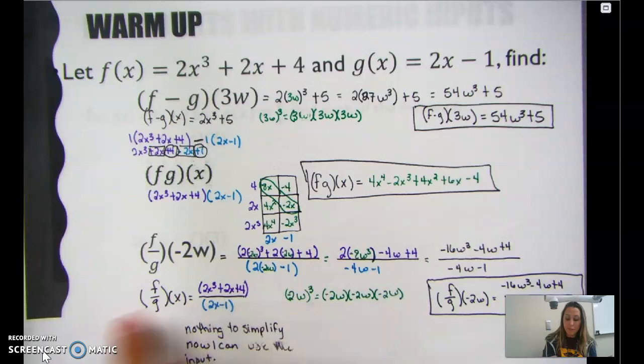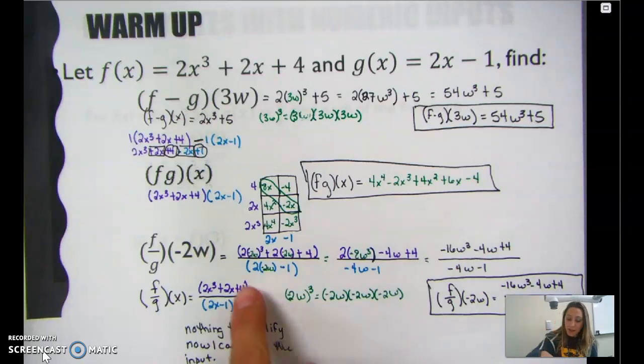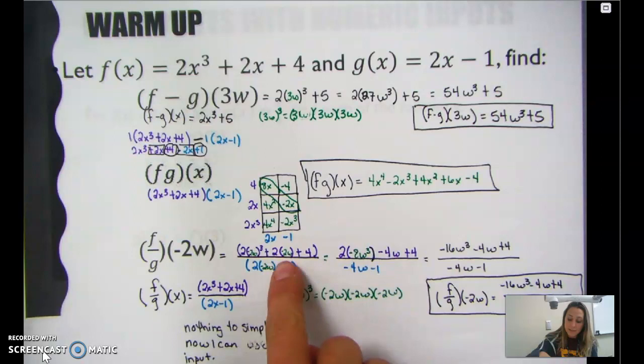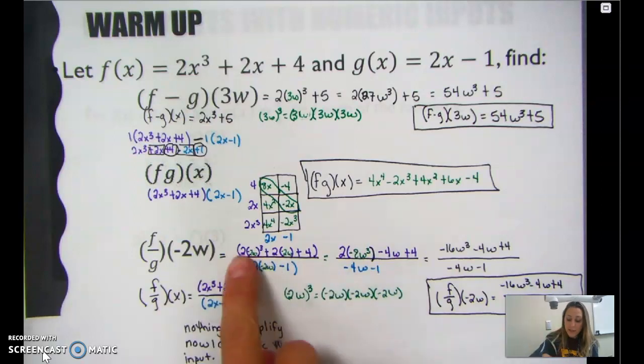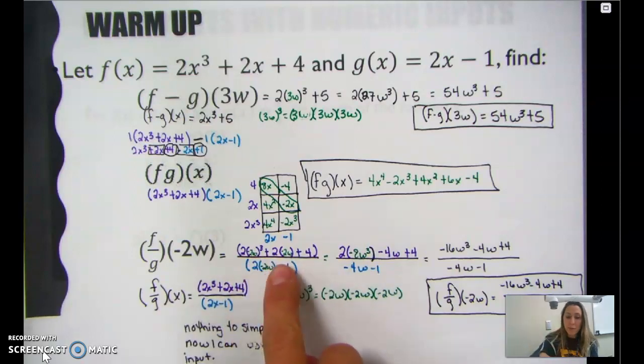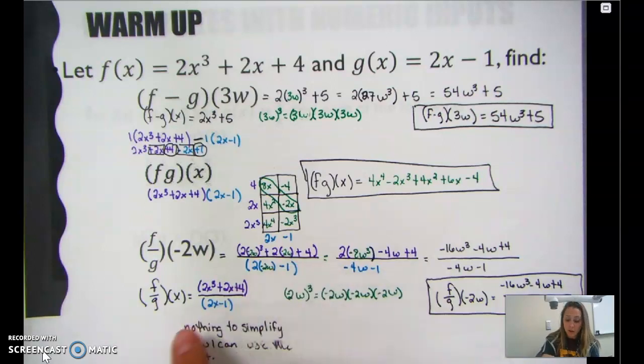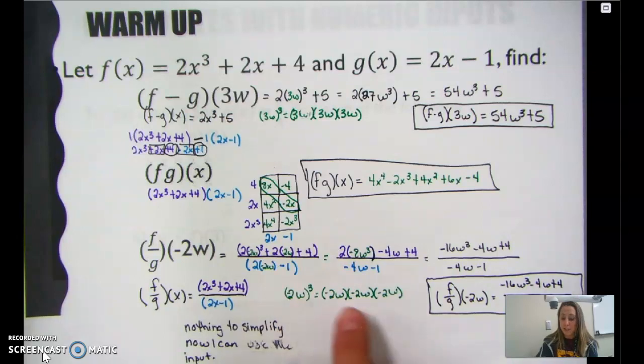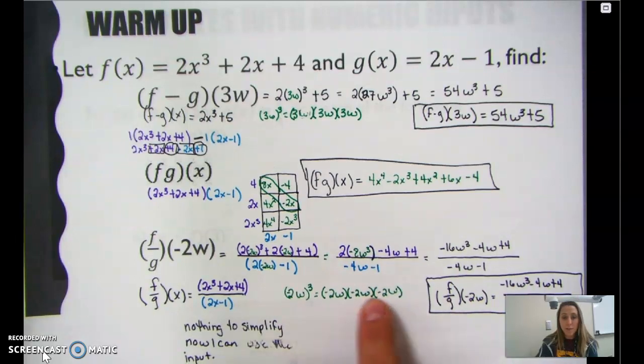Normally, you would be able to factor something, but I didn't need to factor anything. So I went ahead and did that, and then I plugged everything in. So then I have 2 times negative 2w cubed plus 2 times negative 2w plus 4 all over 2 times negative 2w minus 1. Again, don't forget that negative 2w cubed is actually negative 2w times negative 2w times negative 2w.